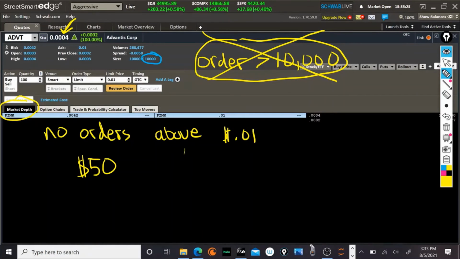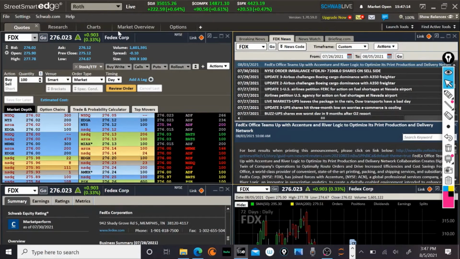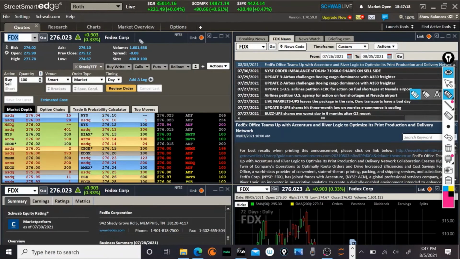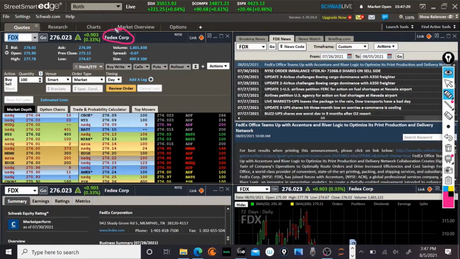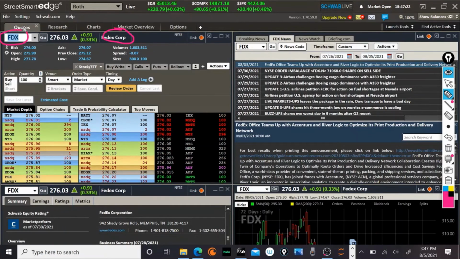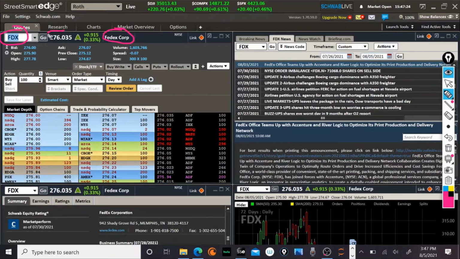I've seen it blow up their account and lose thousands of dollars on a trade like this. Now I'm going to place a market order for you guys. I found FedEx here, symbol FDX, last traded at $276.03. That's up 91 cents for today.